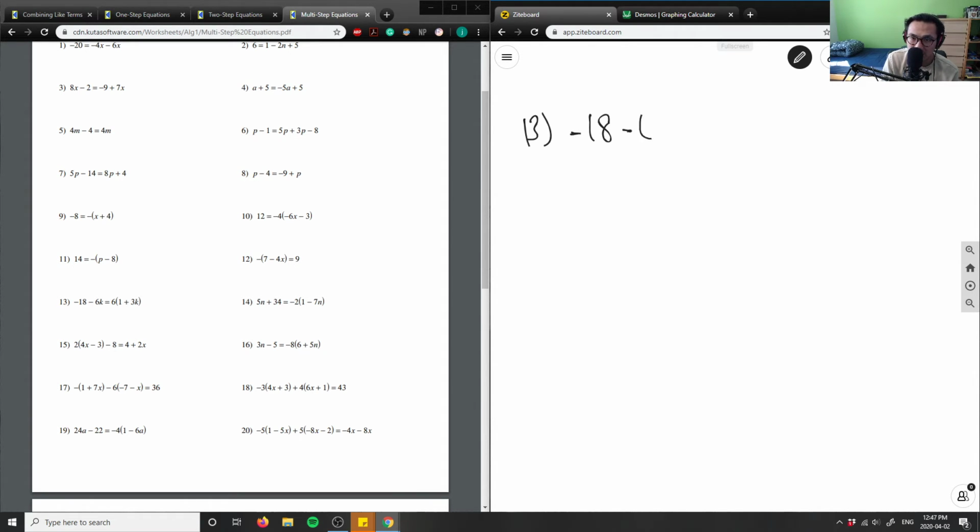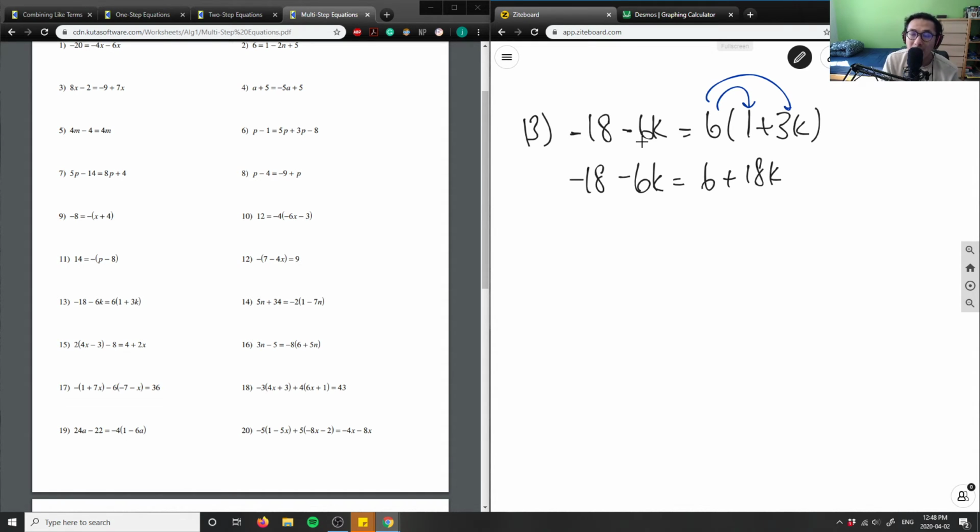So -18 minus 6k equals here 6 times 1 plus 3k. Sorry, I didn't like that bracket. 1 plus 3k. So what can I do with this? Again, I usually do distributive property first, right? So again, I want to break these brackets apart. So I'm going to leave the left side for now, and then I'm going to do a distributive property between these things. So 6 times 1 and 6 times 3k here. So 6 times 1 here is 6, and then 6 times 3k here is positive 18k, right?